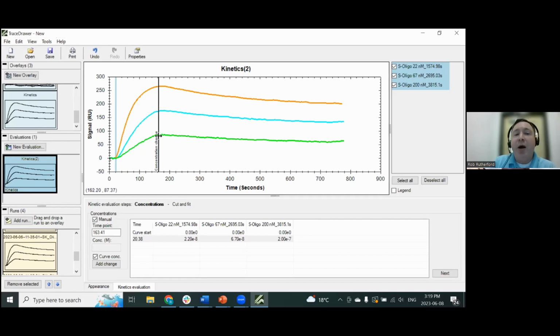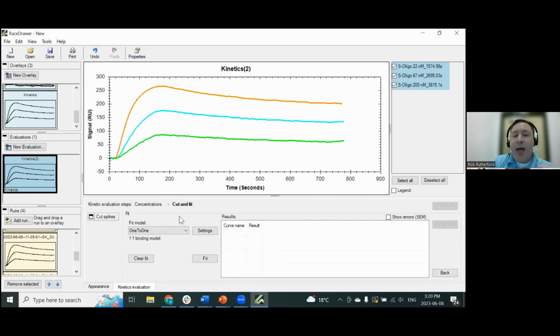So what we are doing here, we're just going to drag this over, set it to where we think the association ends, click on Add Change, and it reverts back to 0 because during the dissociation, there's no new analyte being introduced. From that, we click on Next here, and it asks what model you would like to choose. We recommend sticking with a 1-to-1 model unless you know that your ligand is interacting with your analyte in a different way.